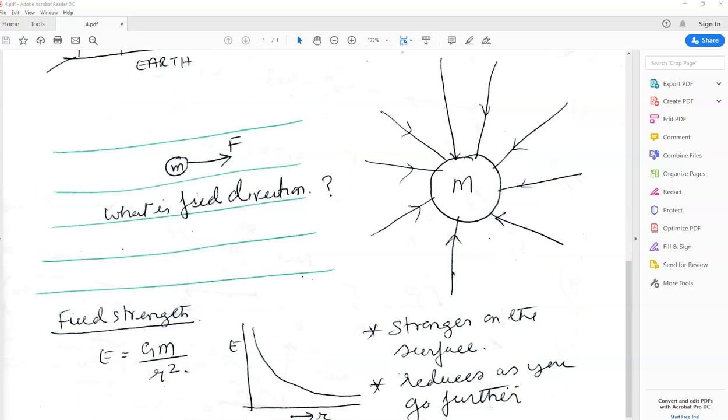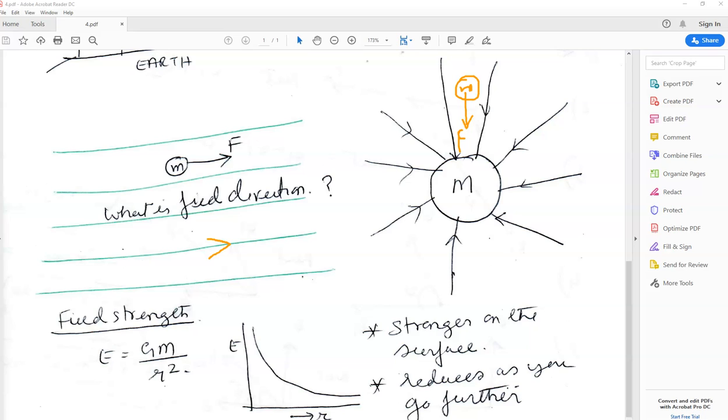Here I've got gravitational field lines and a mass, and the force on this mass is in this direction. Now what is the field direction? We know that the direction of the field is the same as the direction of the force acting on the mass. So here also, if I keep a small mass here, the force acting on this mass will be in the same direction as the field. So the force will be acting downwards, and we have come across this before as well.